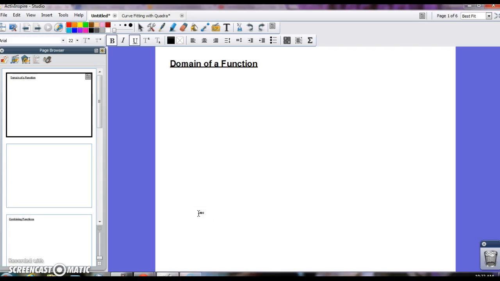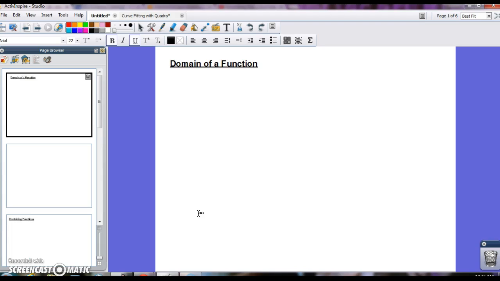Hi folks, today I want to talk about some stuff with functions. We're going to talk about domain of a function, we're going to talk about some operations with functions, and composition of functions. I'm going to talk a little bit about all of those topics.